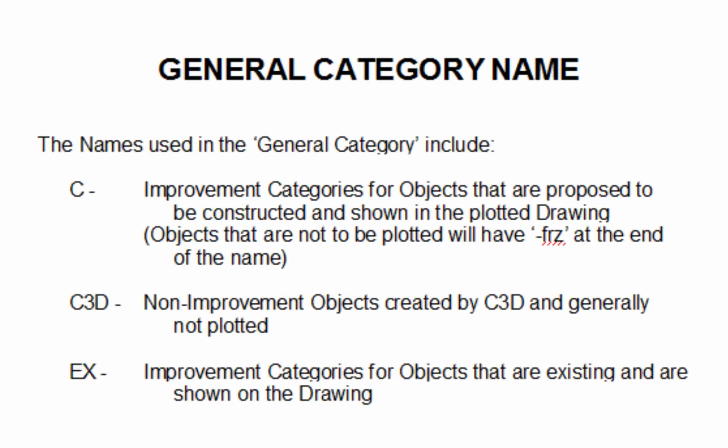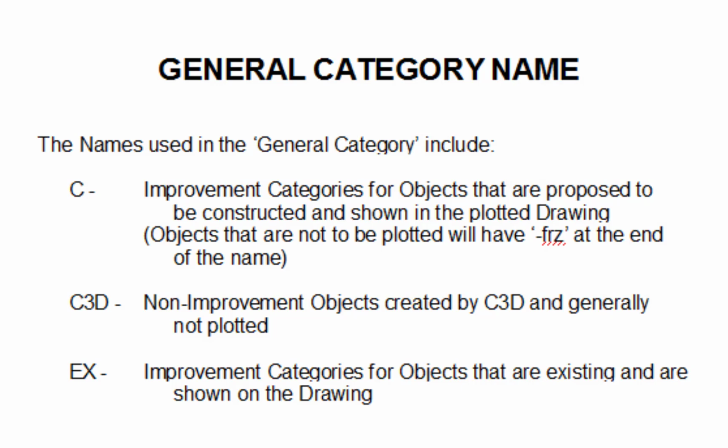C-road-curb. The names used in the general category include C-, which are improvement categories for objects that are proposed to be constructed and shown in the plotted drawing. This also conforms to the architectural standard of using C for civil drawings. Objects that are not to be plotted will have dash-frees at the end of the name.